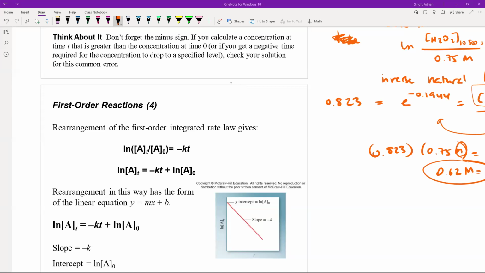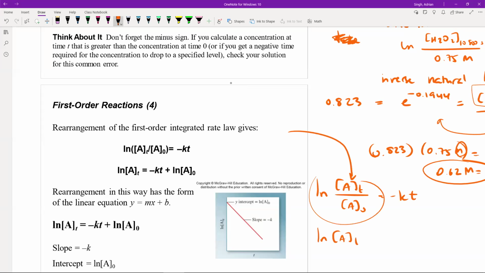So for example, we have our equation. So I'm going to rewrite this over here. So, integrated rate law equation. We have the natural log of A at time t over A at time 0 is equal to negative kt, right? So the way that logs work, this is the same as saying the natural log of A at time t minus, when we divide these values we're subtracting, the natural log of A at time 0 is equal to negative kt.